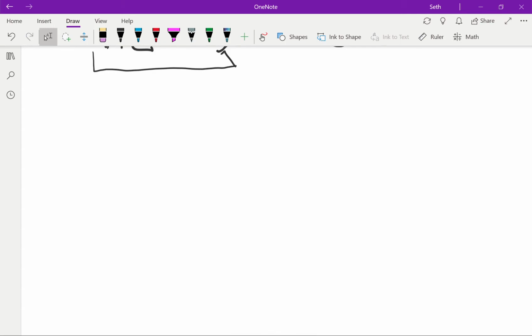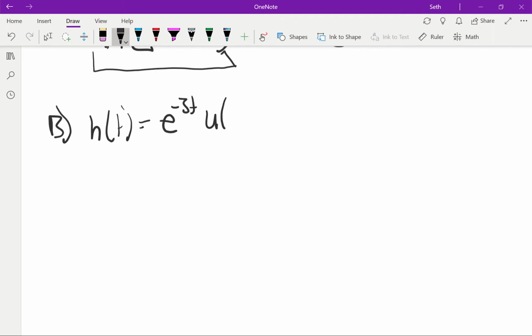Okay, let's go to B. B is in continuous time. h of t is given as e to the minus 3t times u of 1 minus t. You can write that like that. Okay.